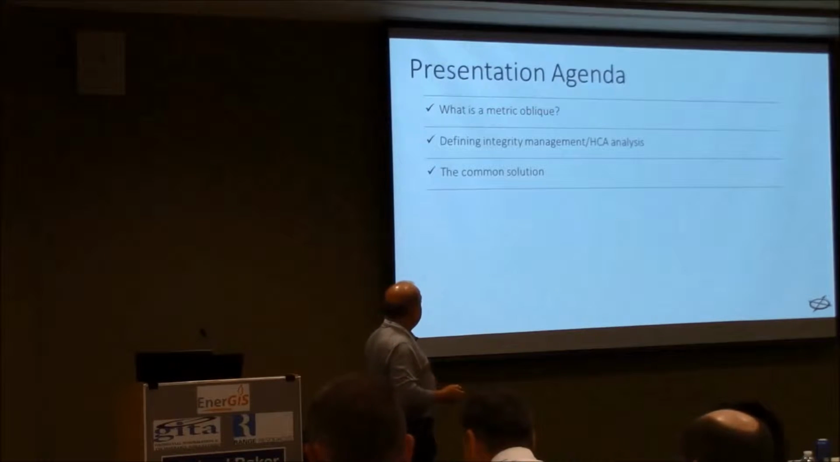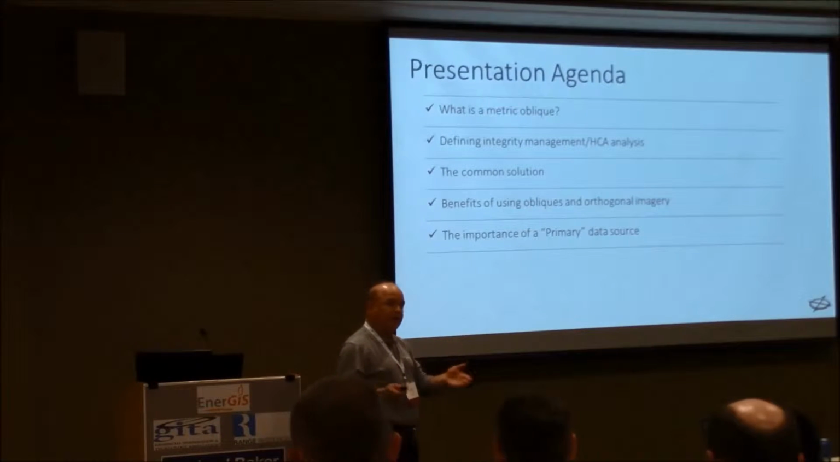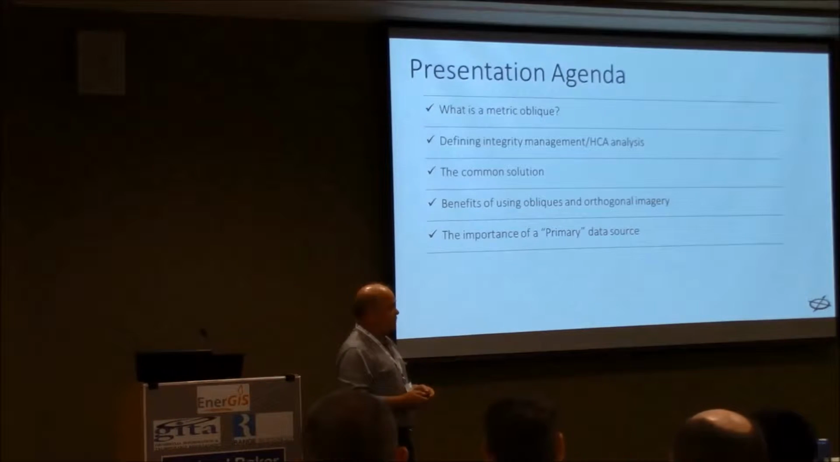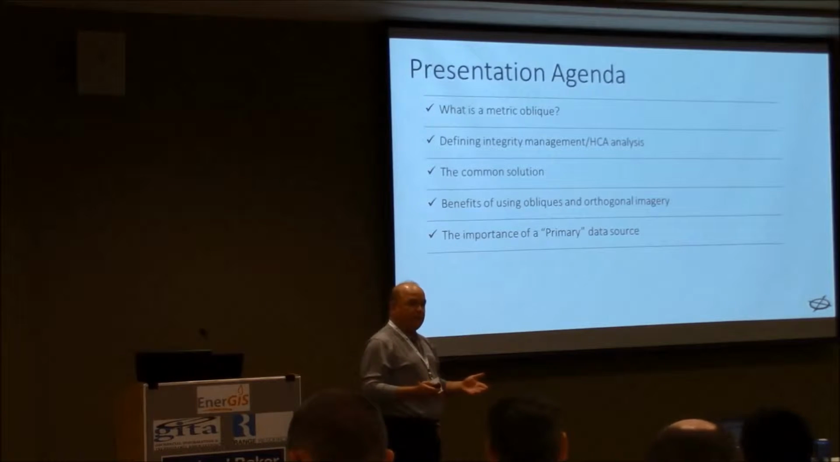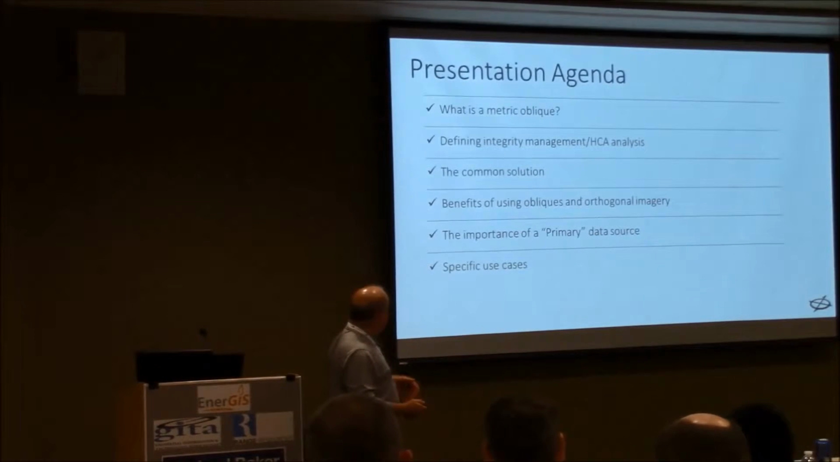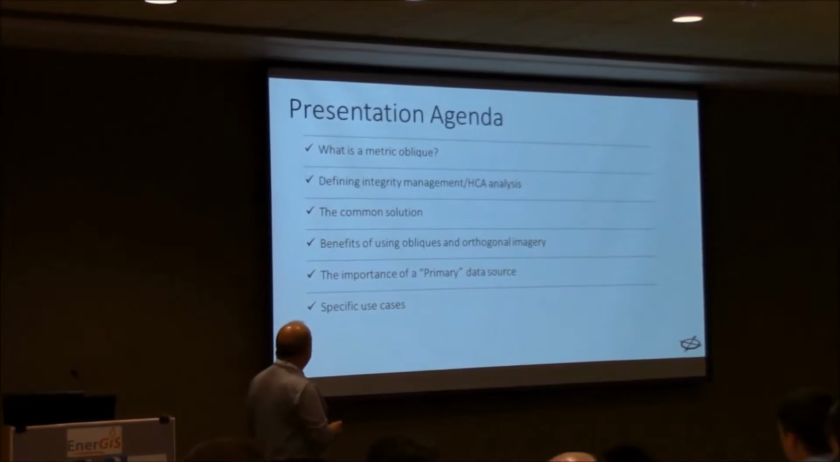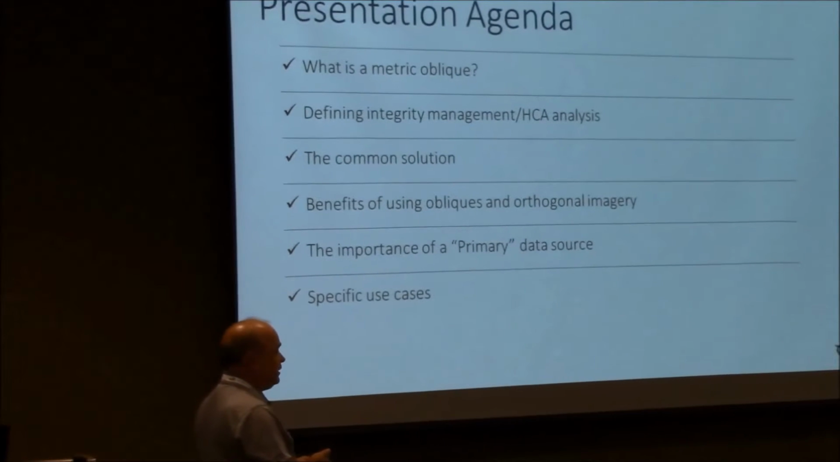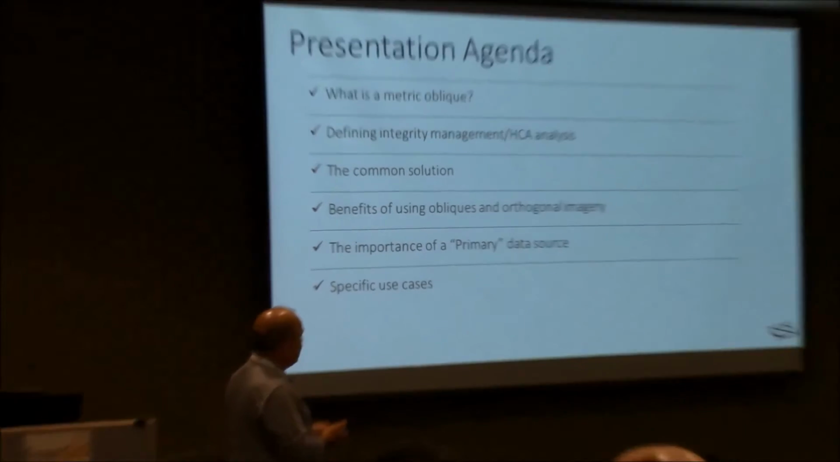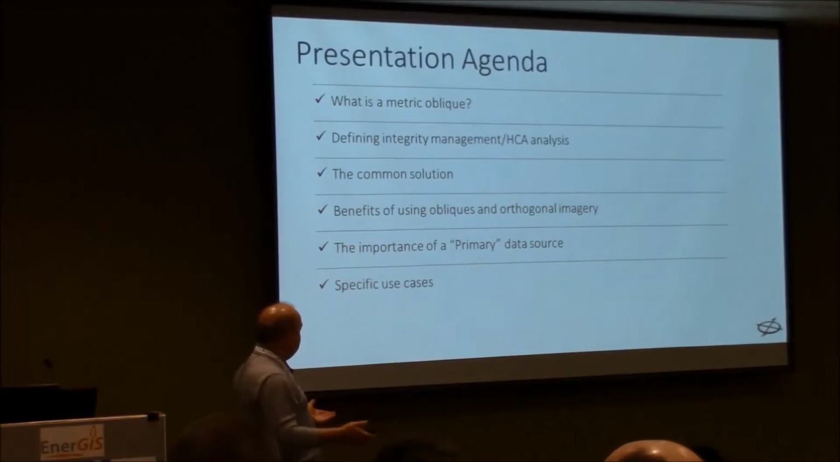I want to talk up front about a thing called the metric oblique, and the reason why that's important is it lends some context to the rest of the presentation, which is what are some of the best practices in the industry in terms of HCA determination and verification. So we'll start out with what this metric oblique thing is, and then we'll quickly go through some of the components of integrity management and HCA determination. Talk about what a lot of the industry has been doing, the common solution.